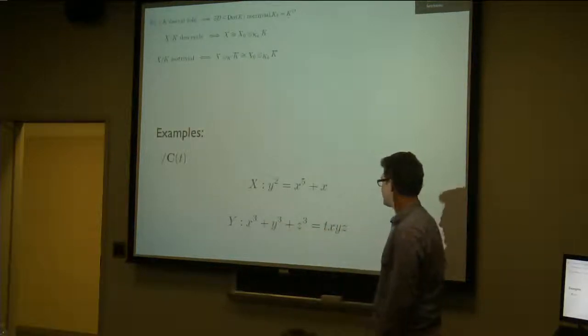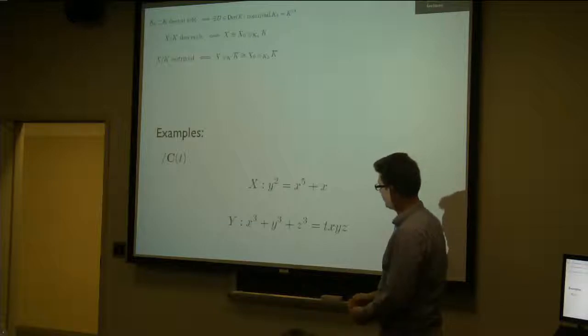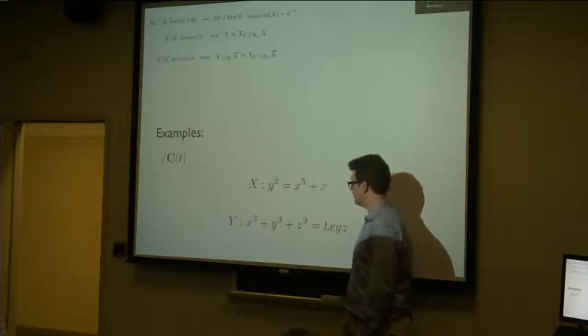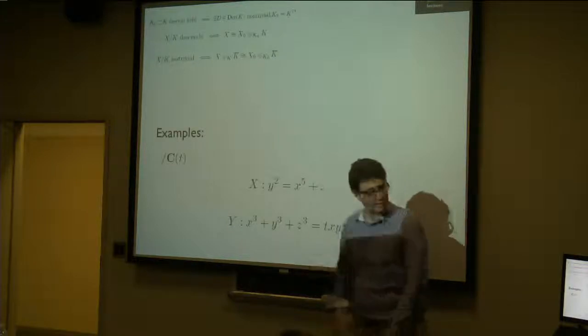This one actually turns out to be a non-isotrivial family, and to prove that, you have to show that there's non-isomorphic things in here. So, yeah, this is an example.